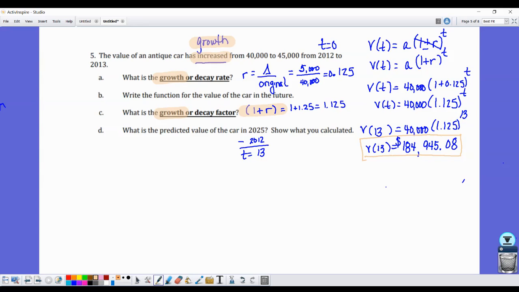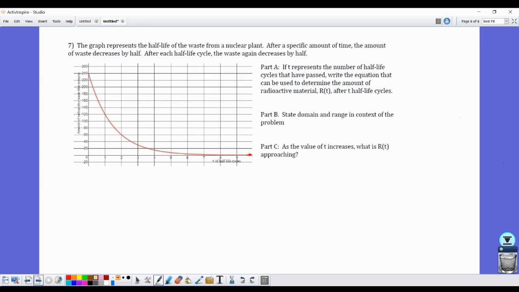That car that was worth $40,000 in the year 2012, by the year 2025 is now worth $184,945.08. That sounds like a great investment to me. If you need to pause and catch up on any part of this, go ahead and do so. Otherwise, we're going to go ahead and take a look at number 7.